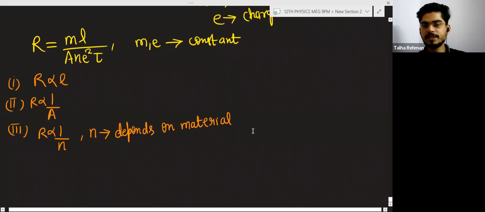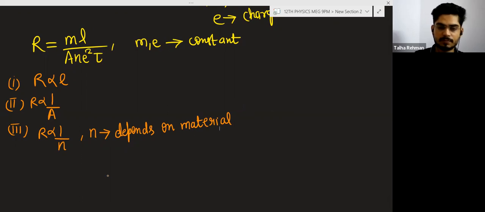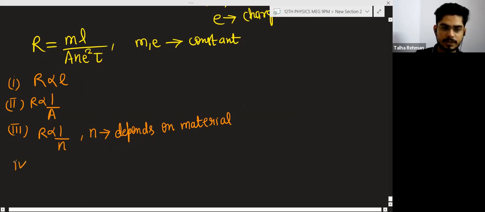If you change the material, then n will change. For copper, n will be different. For aluminium, n will be different. Fourth, from here you can see resistance is inversely proportional to relaxation time. The charge of the electron will remain constant. So resistance is inversely proportional to the relaxation time, and relaxation time is a function of temperature.